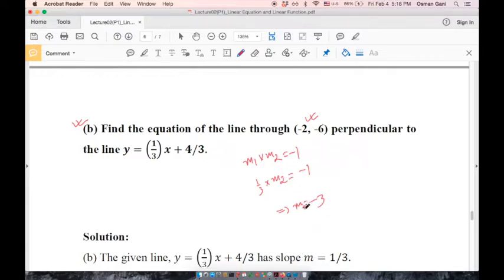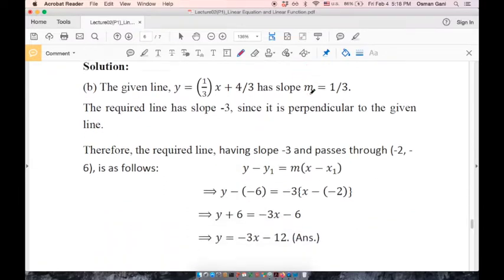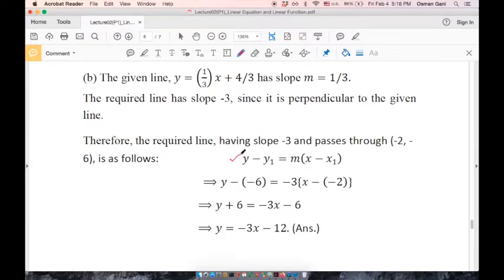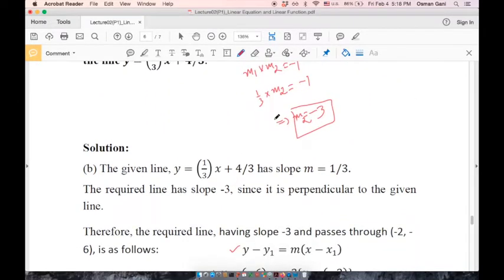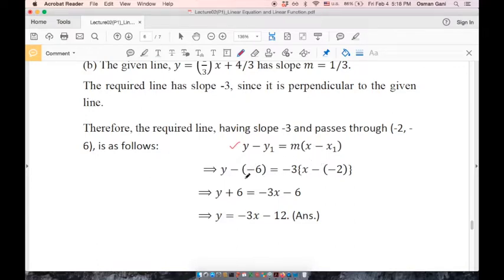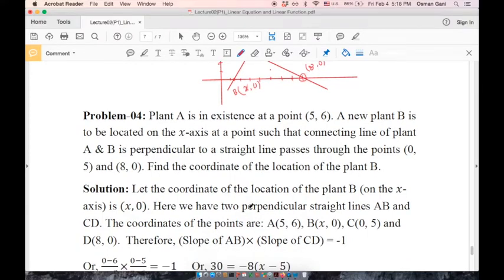So now your m2, the slope of the required line, is -3, and the required line passes through (-2, -6). So you can use the same formula, y minus y1 equal to m into x minus x1, where y1 means -6 and x1 means -2. Therefore y plus 6 equal to -3 times (x plus 2), so -3x minus 6. Therefore y equal to -3x plus 12 is the required line. Now the last problem in this lecture is this problem.